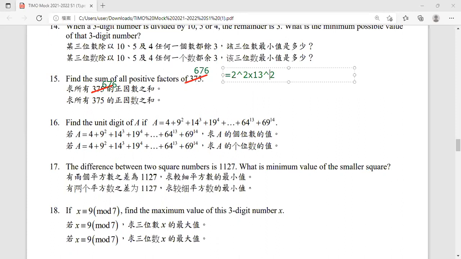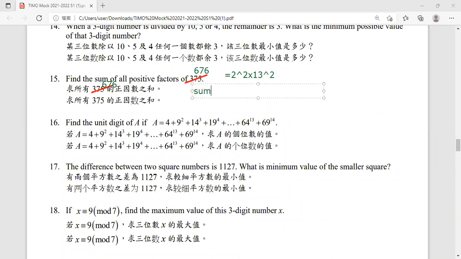I will talk about it later. Okay. Question 16 I will talk about it later because some of them don't understand question 15. So if I give you 676 here, and your factors are factorizing 2 squared times 13 squared.